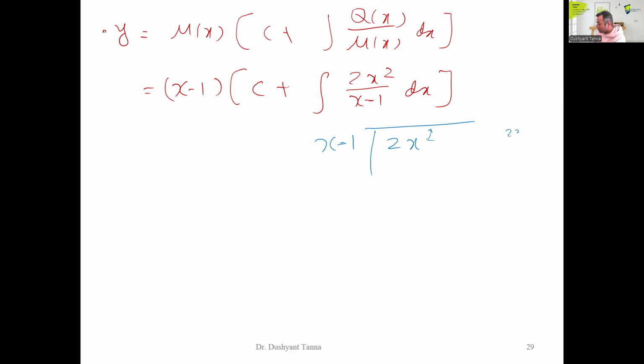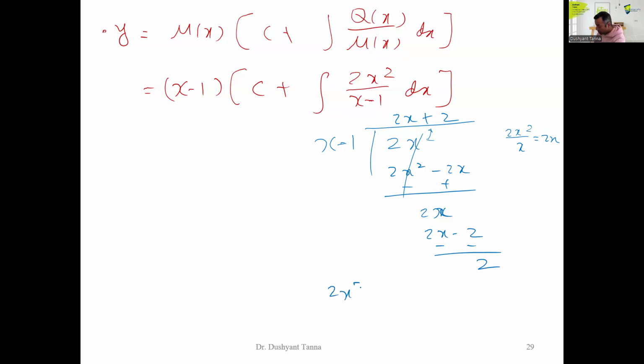The first step is 2x squared over x, that is 2x. I'll start with 2x. 2x times x is 2x squared. 2x times minus 1 is negative 2x. It's minus and plus, so this is gone, leaving 2x. Then I will have plus 2, and that will be 2x minus 2. Minus and minus will be plus 2. So the whole 2x squared can be written as (2x plus 2) times (x minus 1) plus 2. Once you expand it, you will be able to verify this.